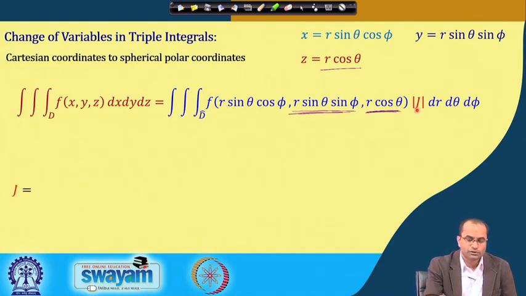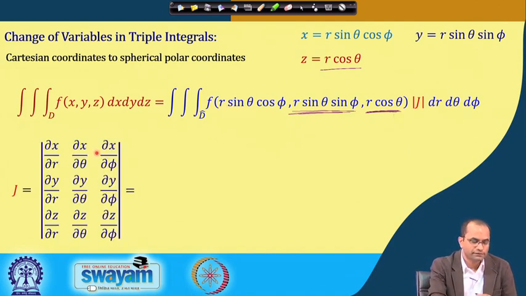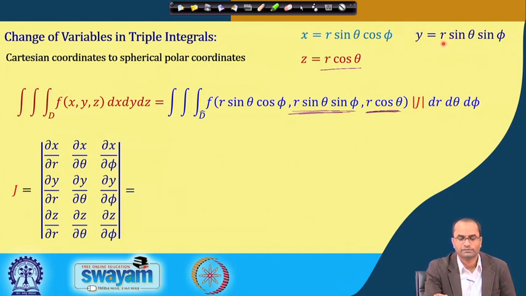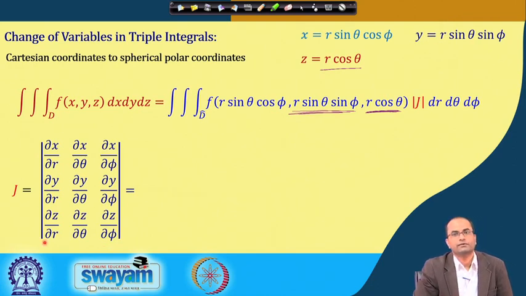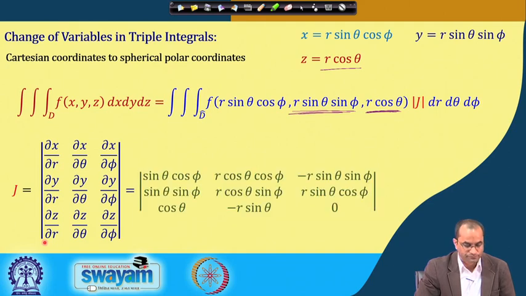So, what is this Jacobian here? That is a given definition which we have already discussed, that the first row will be del x over del r, del x over del theta, and del x over del phi. So, the partial derivative of x with respect to r, theta and phi. Similarly, the second row of this determinant will be the partial derivatives of y with respect to r, theta, phi, and then the partial derivatives of z with respect to r, theta and phi.